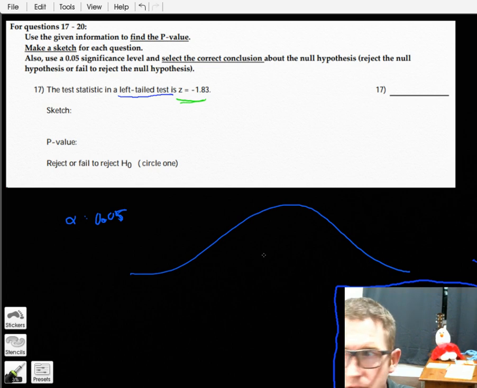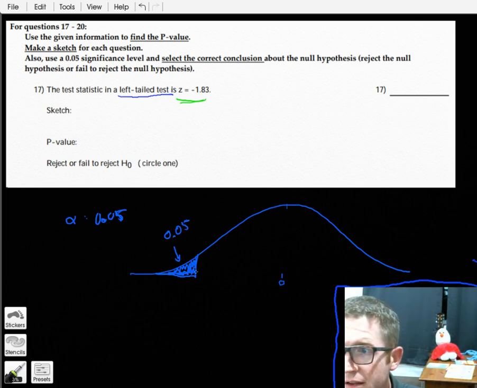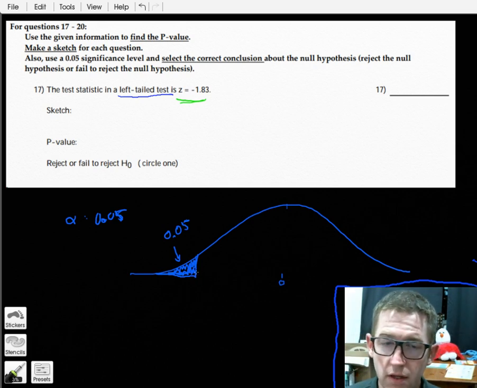A little better. So here's my sketch. So this is 0. And this area here, it's a left tail test. So this area is 0.05. It's all on the left hand side. And if it's all on the left hand side here, this z alpha is going to be equal to negative 1.645.